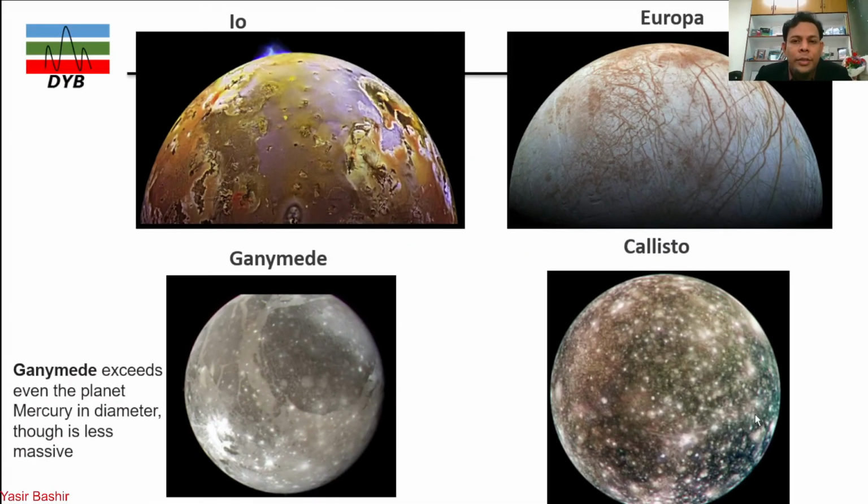Looking at the surface of these moons, the first one is Io, which looks like this. Europa has lines on its surface. Ganymede looks like this, and Callisto is like this. Ganymede actually exceeds even the planet Mercury in diameter, though it is less massive.